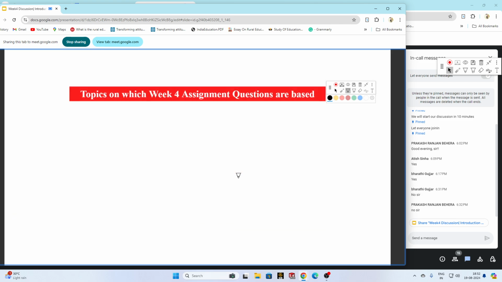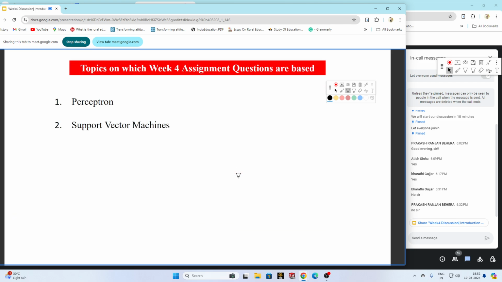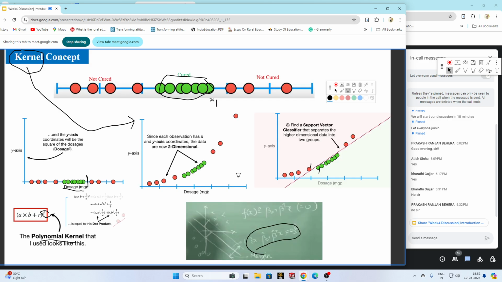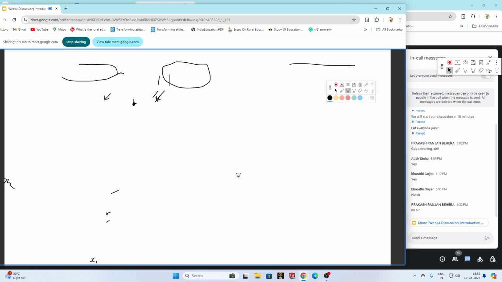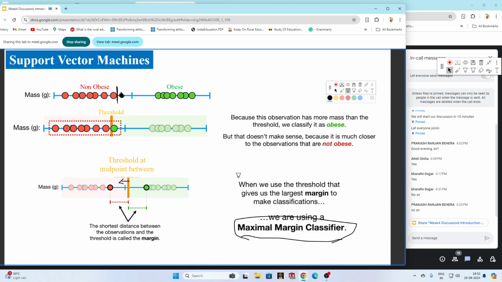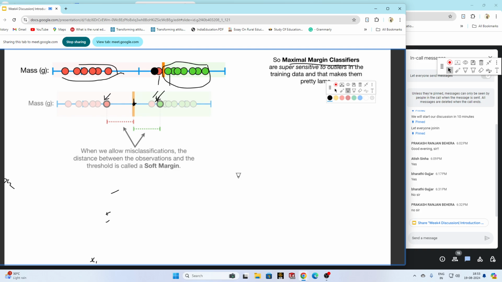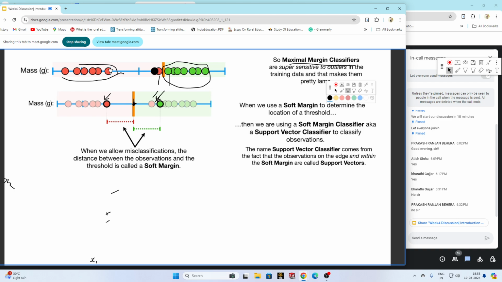Okay, so let's move on to the questions. Sir, can you explain to me about soft margin and support vector? I'm a bit confused in that part. Exactly, soft margin and support vector. Okay. Support vectors are the extreme points, or extreme data points, of your classes.